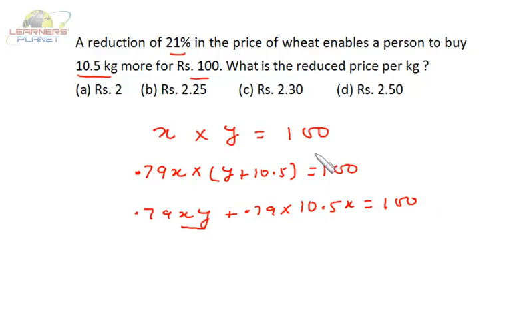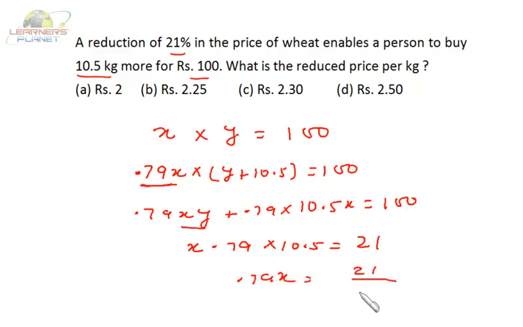Now xy is 100. That means 0.79 into 100 is 79, so this calculation will be 100 minus 79, that is 21. I'm sorry, here x is also there. Now we have to find out the reduced price per kilogram, that is 0.79x. So 0.79x will be 21 by 10.5, so it's 2 times. So the reduced price is 2 rupees per kilogram.